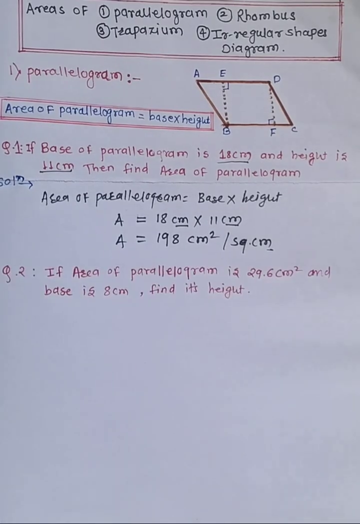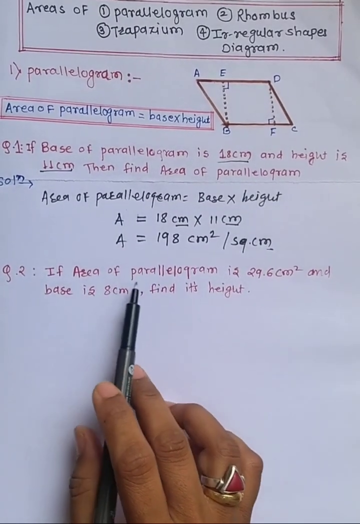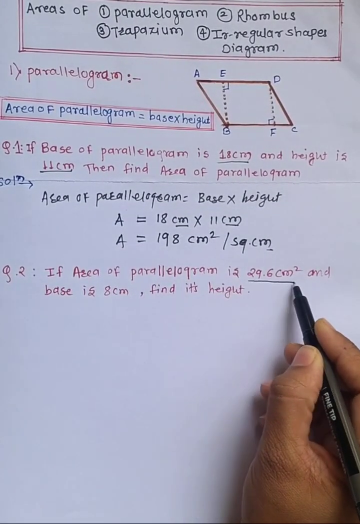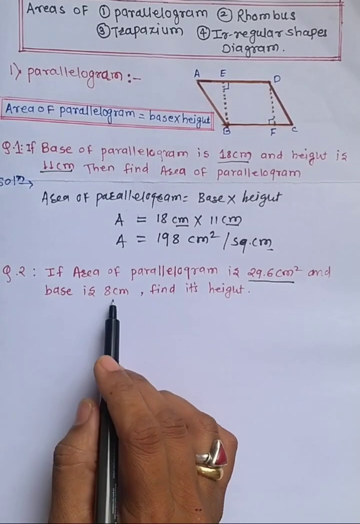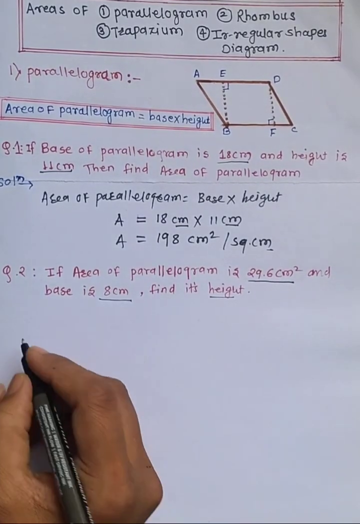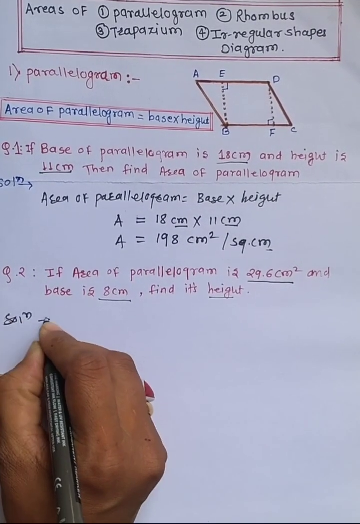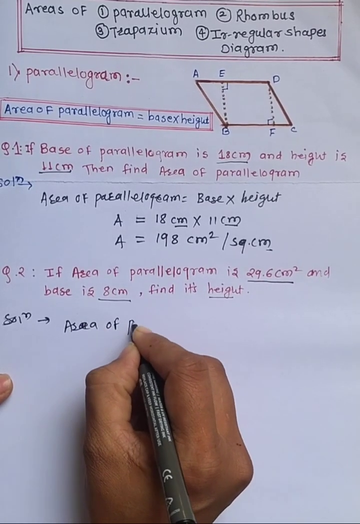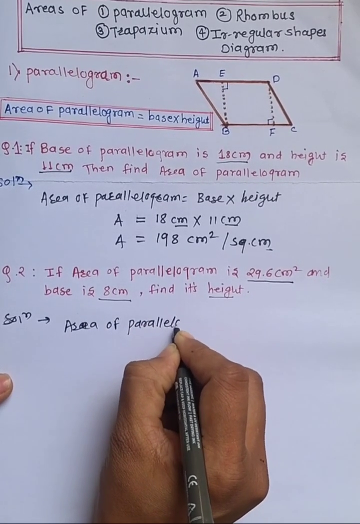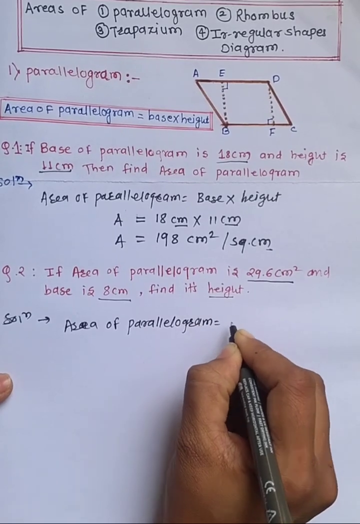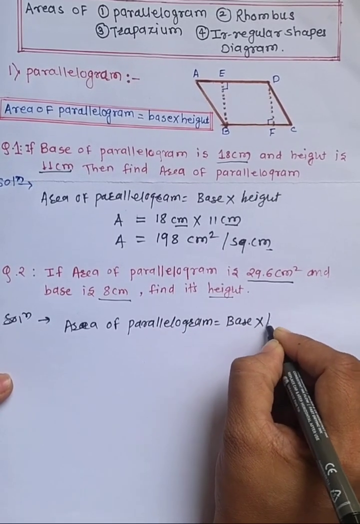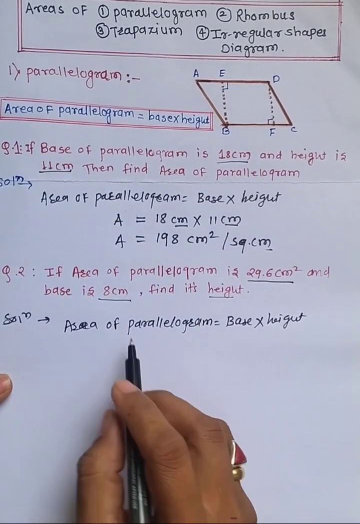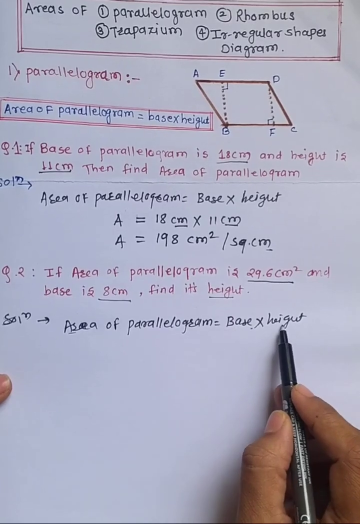Okay, example question number 2. If area of the parallelogram is 29.6 centimeter square and base is 8 centimeter, find its height. Okay, now solution. First take formula. Area of parallelogram is equal to base into height. What is the given part? Area is given and base is given. We have to calculate height.